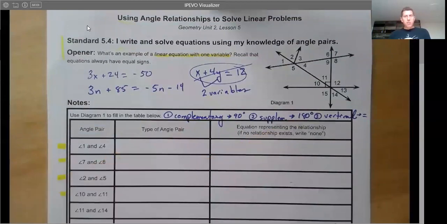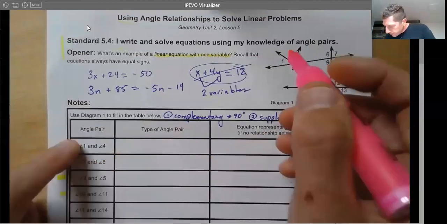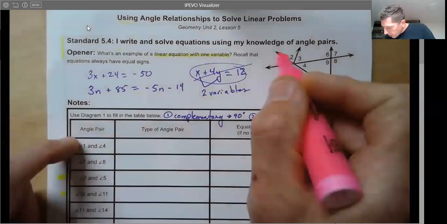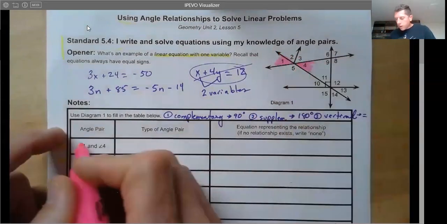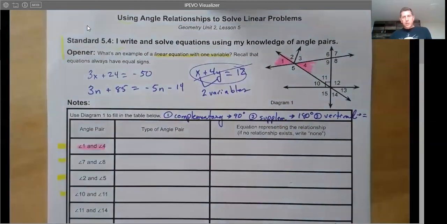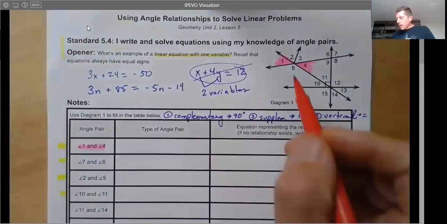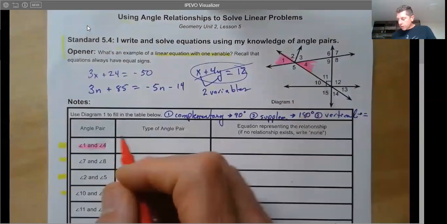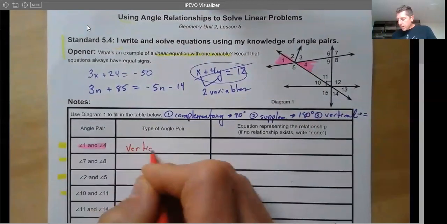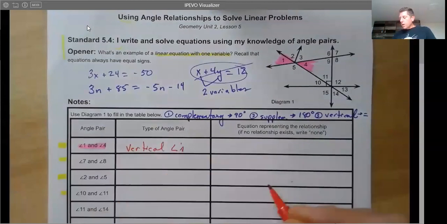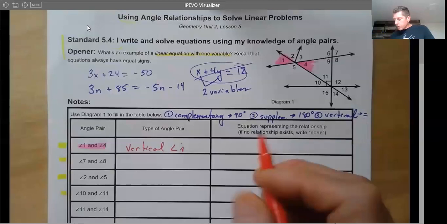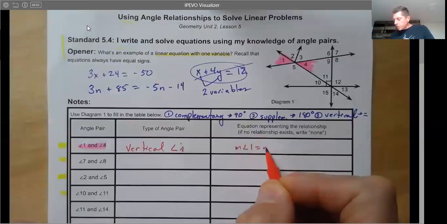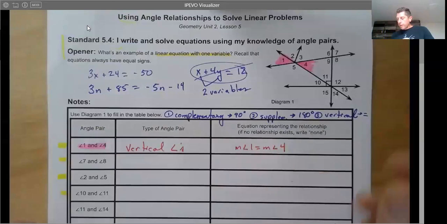All right, so let's check out 1 and 4. So here we have 1, and then 4 is right here. Okay, so that's 1 and 4. Now, hopefully you can see that they're on both sides of the vertex. So those are going to be vertical angles. Now, the equation representing the relationship, we said that verticals were equal to each other. So then we say the measure of angle 1 equals the measure of angle 4. All right, so that's how we're going to do these.